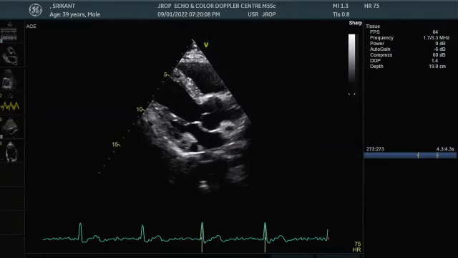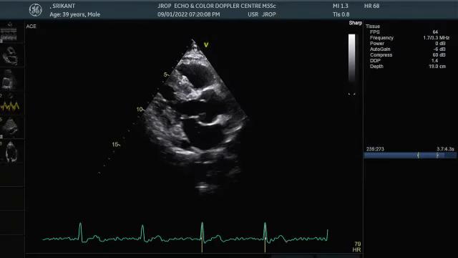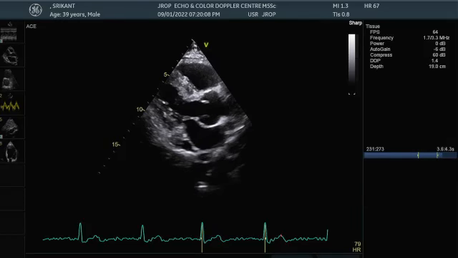Now, this is a much better view. Now I can see both the leaflets opening very clearly. Can you see the leaflets? The best view is, this is the right coronary cusp, this is the non-coronary cusp. So measurement from this hinge point to this hinge point is reasonably a good measurement of LVOT diameter. Right?